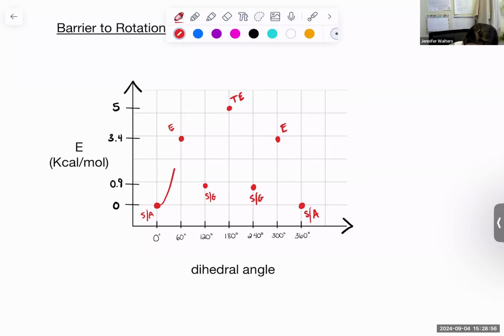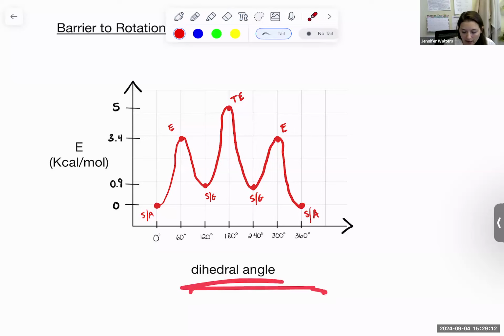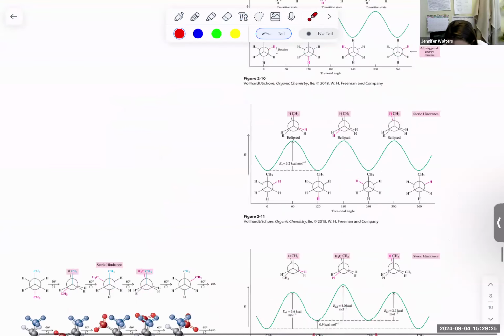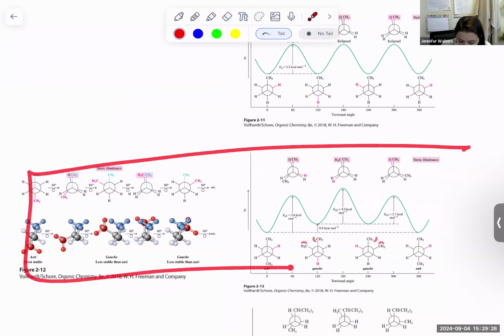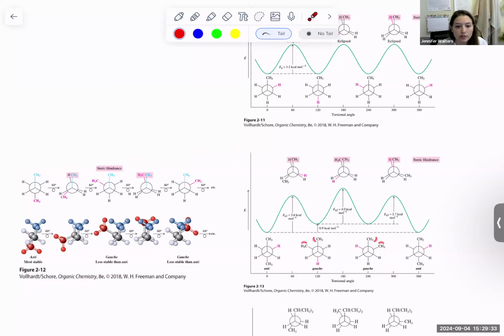So when I connect these dots, that is my rotational energy diagram, or my barrier to rotation plot, where the dihedral angle, how much I rotated the back carbon, is on the x-axis, and the relative energy that you calculated by looking at that energy table is on the y. And then you just graph it. You just drew this plot, so you want to be able to interpret these and know what they look like.